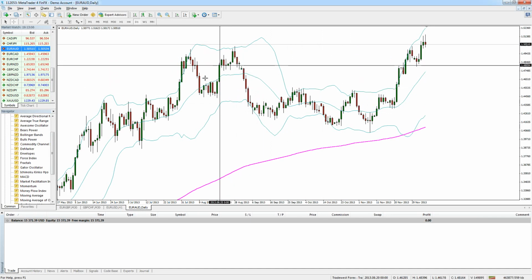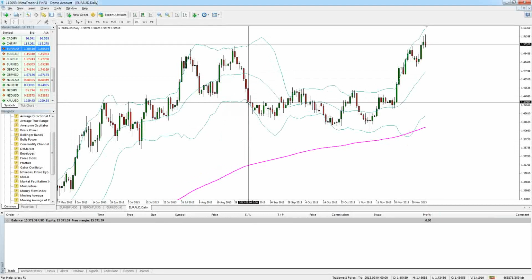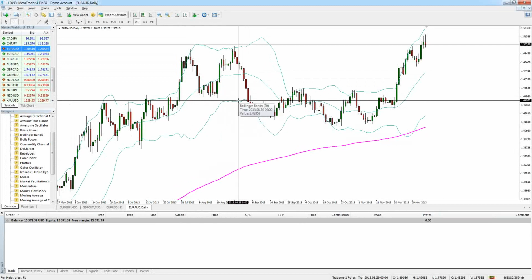Now, the way we want to use this is anytime price closes outside of these bands, we know there's an extreme amount of volatility, and if that happens during a breakout or a support level break or resistance break, that basically gives us more confirmation that the breakout or trend is going to continue.